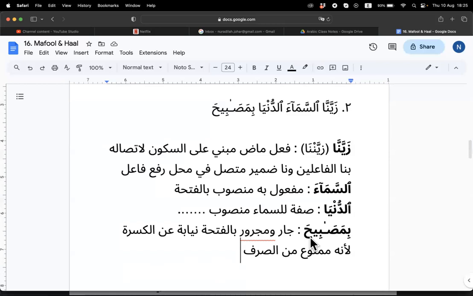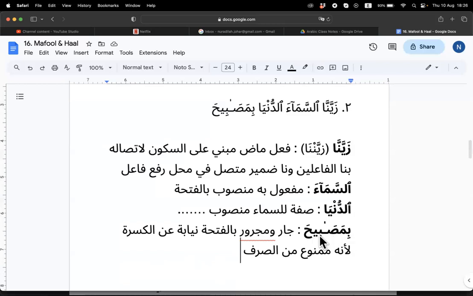With two reasons, one is like names. Remember that? Not all names are going to be mamnu min as-Sarf. If they have a second reason, maybe they end with alif nun, or maybe they are non-Arabic words, then it becomes mamnu min as-Sarf. Okay, clear? So this is Jar Majrur.